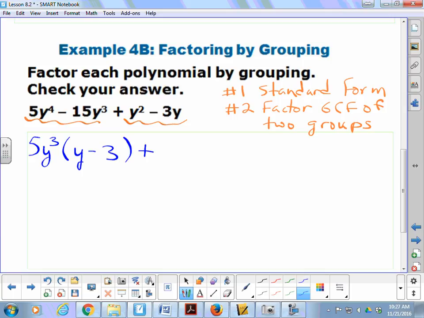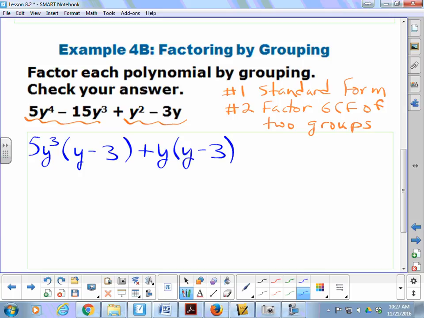Katie, what do the last two have in common? Do they have any numbers in common? Nope, because this is a 1 and that's a 3. How about any y's? We have y squared and y. Do they have a y in common? They have y to the 1st power. Put our parentheses, and hopefully y minus 3 is going to be what goes here. So I need another y and a minus 3. Great. It worked.